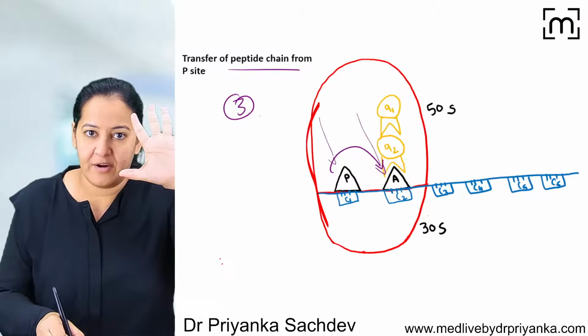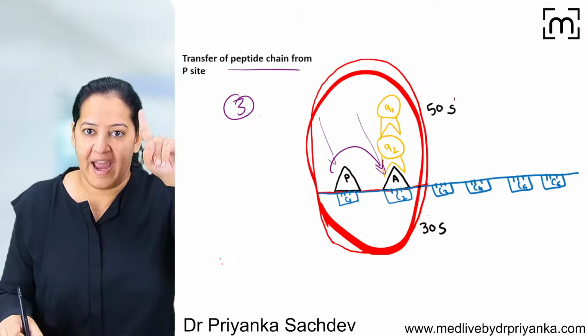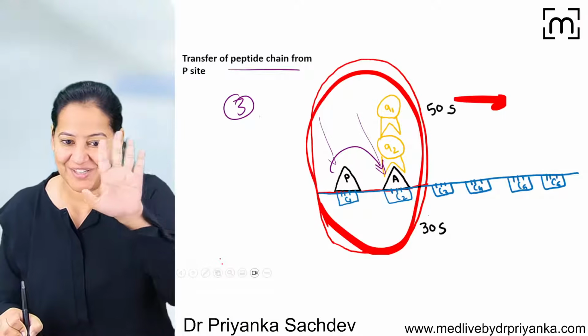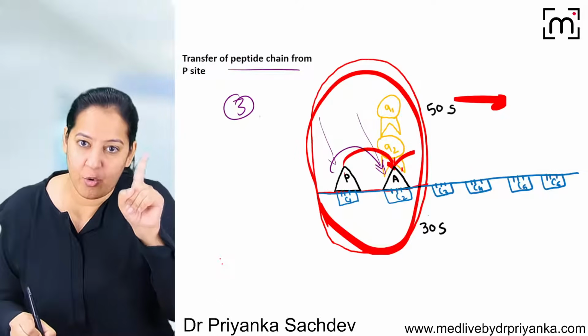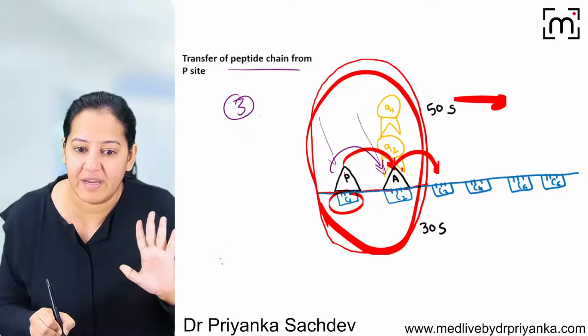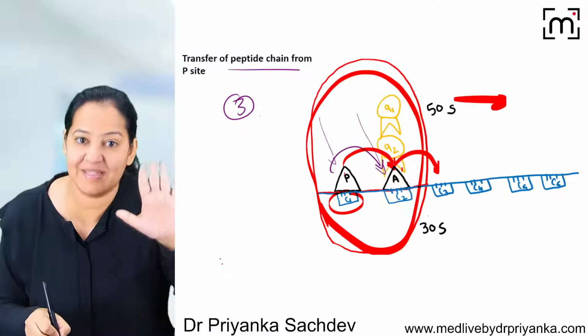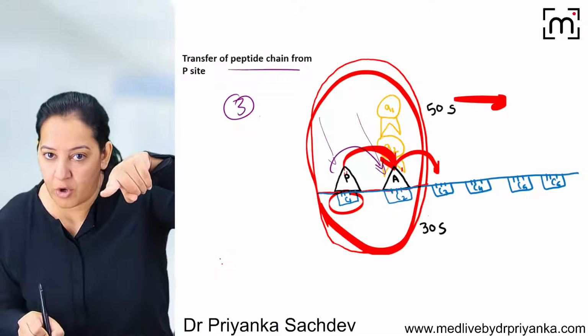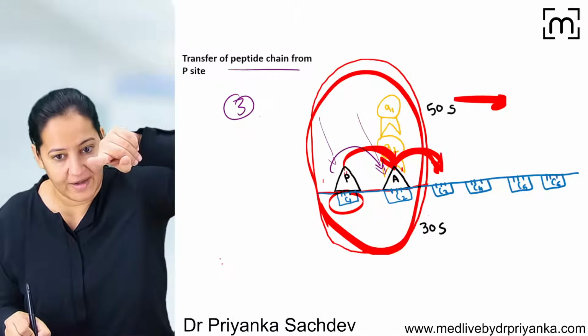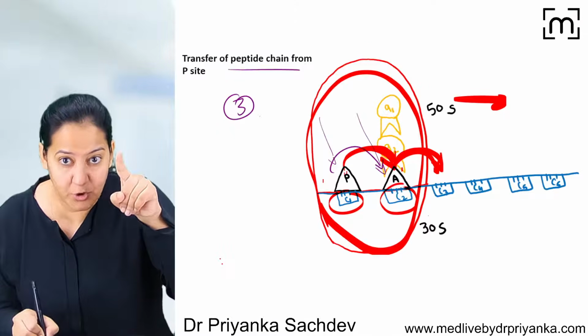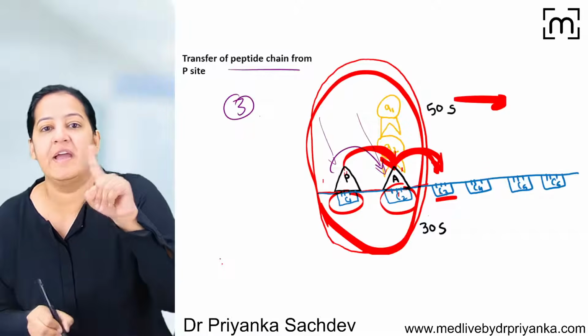This red ribosome is shifting ahead by one codon. It is shifting ahead, so the P window will come on A, and A will go on the next codon, and this codon will be free. Shall I repeat or did you get it? What I'm saying is P will jump one codon ahead, and A will also jump one codon ahead. Initially A is on C2. Now A will go on C3 and C1 will be free.